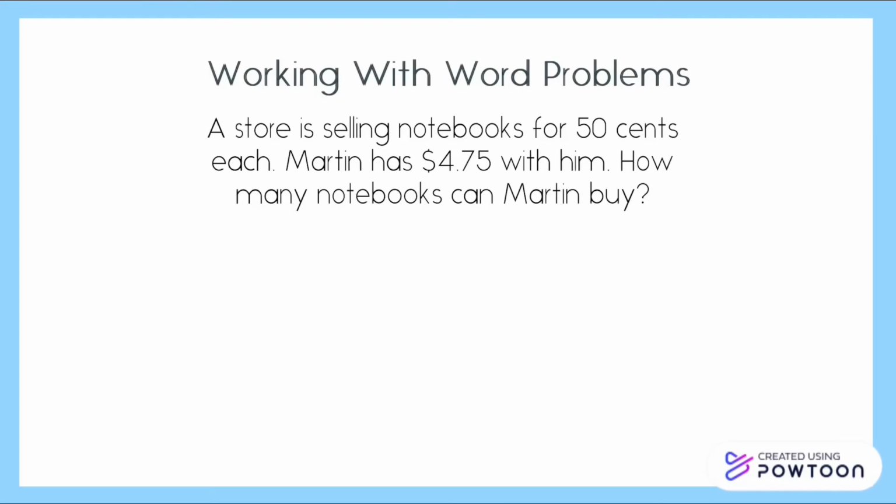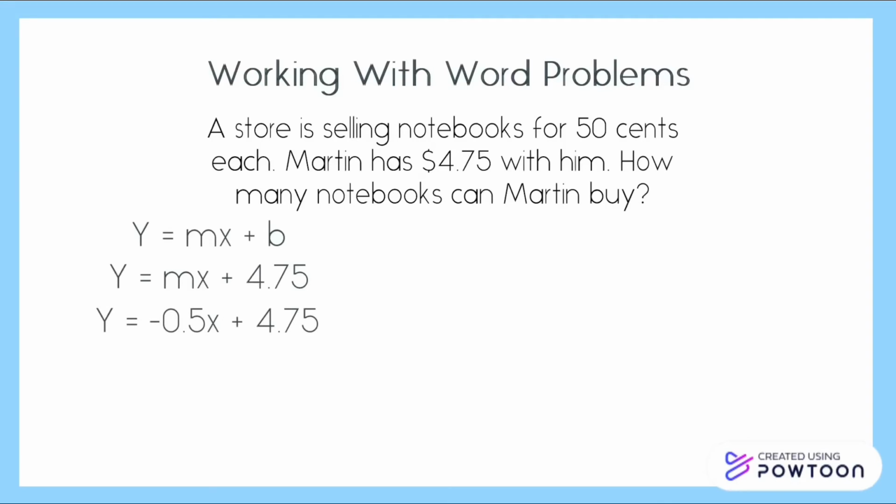Martin starts off with $4.75, which will be our y-intercept. For every notebook he buys, he pays 50 cents. Essentially, you're subtracting 0.5 from $4.75 every time he buys a notebook. The slope is negative 0.5. The slope is negative because you're taking away 50 cents from $4.75.